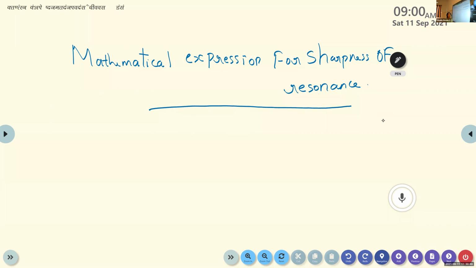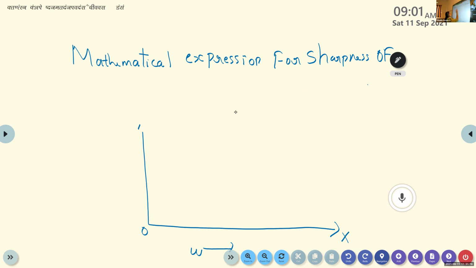In order to derive the mathematical expression for the sharpness of resonance, we consider the current versus angular frequency graph under the resonance condition. So consider the graph, angular frequency omega along the x-axis and current along the y-axis.